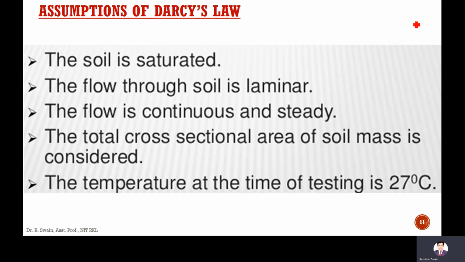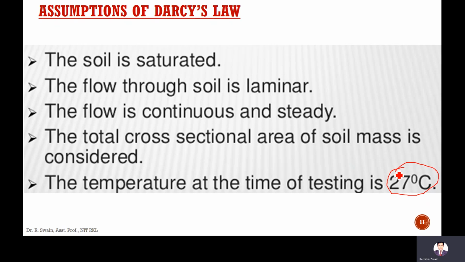Temperature changes the viscosity. In that case, Darcy's law may not be valid, since the experiment was conducted considering a temperature of 27 degrees Celsius. What about near this 27 degrees Celsius? As far as the viscosity of the fluid is not changing, Darcy's law can be applied, even if the temperature changes.